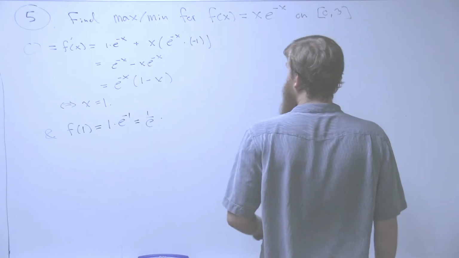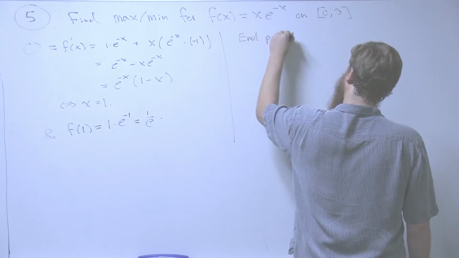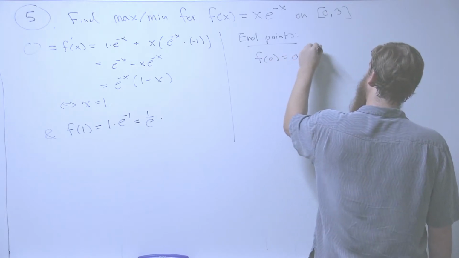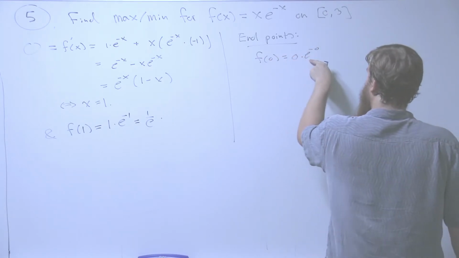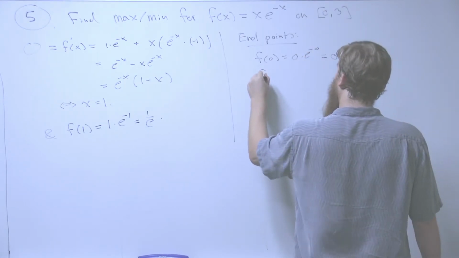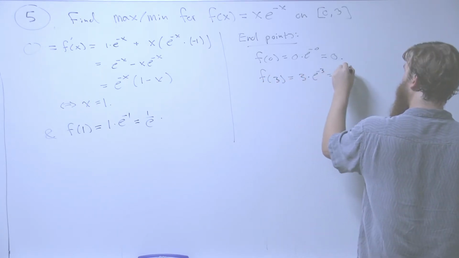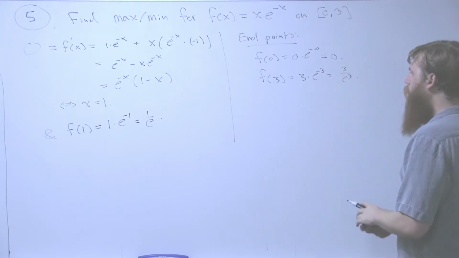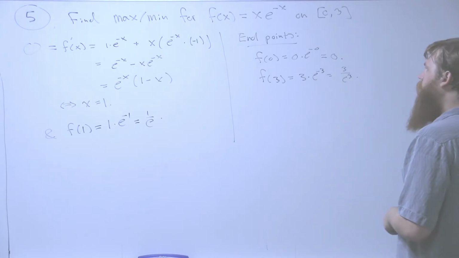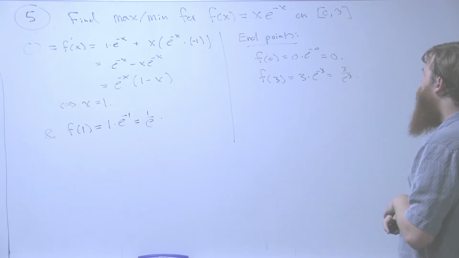Now, let's look at the endpoints. f of 0 is equal to 0 times e to the minus 0. e to the minus 0 is e to the 0, which is just 1, so 0 times 1 is just 0. f of 3 is 3 times e to the minus 3, or 3 over e cubed. So we want to know which of these is smallest and which is largest. These are all of our possible candidates for local and absolute extrema. We should say local and absolute, but really absolute encompasses all of those.